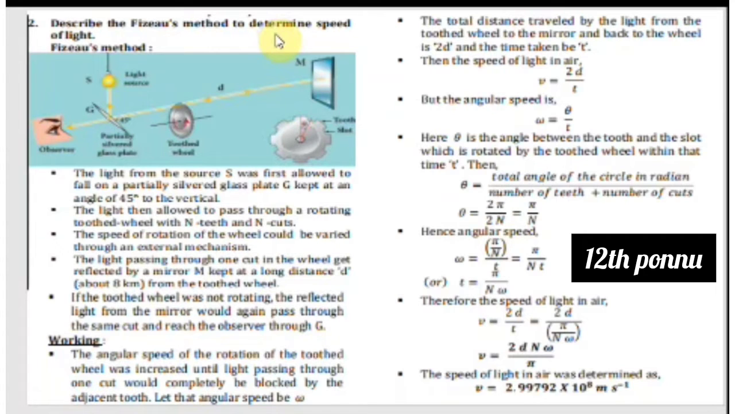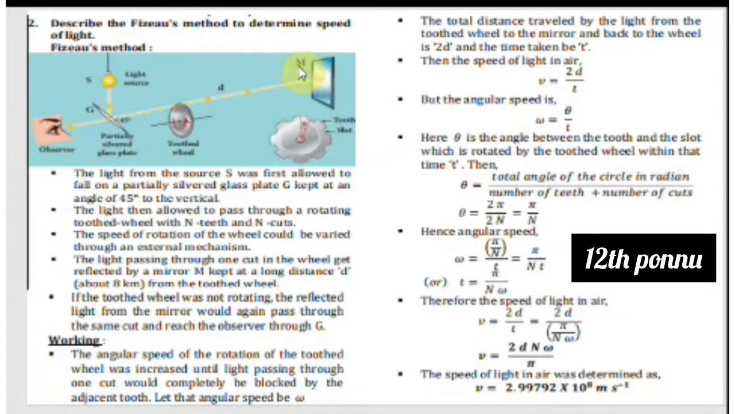Already you know, light travels with the highest speed in air or vacuum. The speed of light in air or vacuum is 3 into 10 power 8 meters per second. It is a very high value. After several attempts, scientists determined the speed of light.